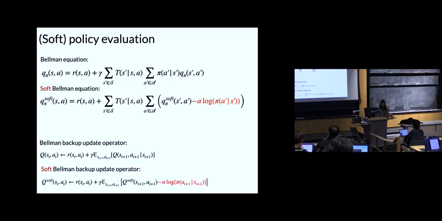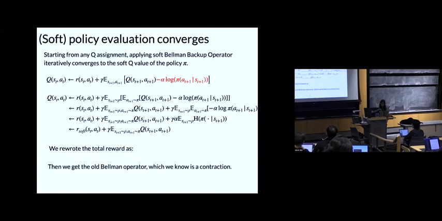So this is the Bellman backup operator, and the soft one is exactly the equivalent. Do you agree? And how do we know that this converges? Well, we know that this converges because I can do this rewrite, which is very simple.